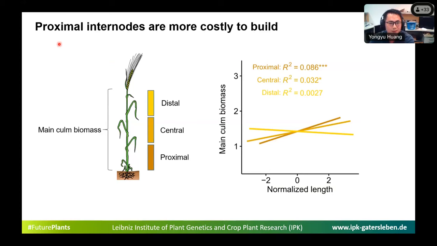And secondly, we also measured the comb biomass. Of course it's contributed by distal, central, and proximal internodes. But here we can regress these three internode lengths against the biomass. This gives us an impression of how each length component contributes to total comb biomass. What we found is that the central internodes and the distal internodes seem to have almost no significant correlation with comb biomass, but the proximal internode length has a less significant contribution to the total comb biomass. So this suggests that proximal internodes are more costly to build.